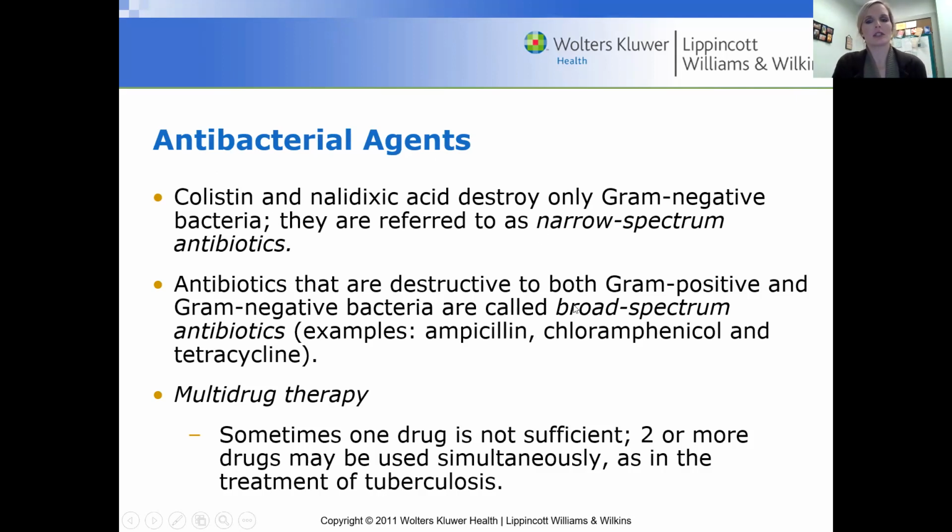But I do want you guys to know the difference between narrow spectrum and broad spectrum. As I was briefly mentioning before, broad spectrum antibiotics are prescribed for, and you can see ampicillin, as we were previously talking about those semi-synthetic agents, that ampicillin falls into that category, as well as this broad spectrum antibiotic, because it is created in order to kill off a variety of different types of bacteria.